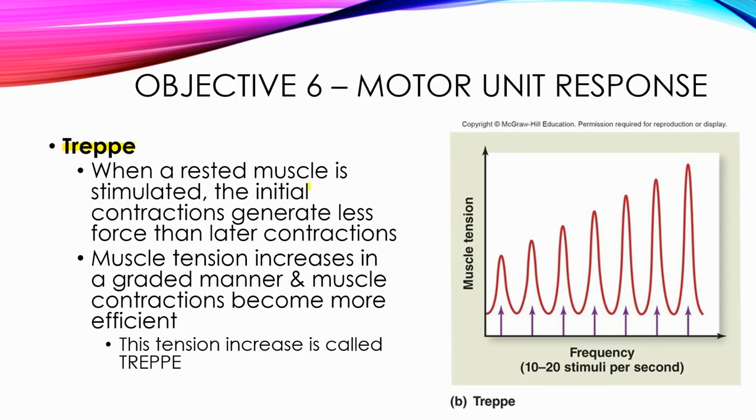So when they've been rested for a while and they initially get stimulated, those contractions are not going to be super strong. But as those stimuli are coming in, the muscle tension is going to increase in a graded manner. So as those contractions are happening, they are going to increase in tension. And so that's what we call the treppe. Now once again, there's going to be a max, okay, but you can see that the stimuli are not super frequent, and so that muscle is able to contract and relax, but your successive contractions are getting stronger and stronger.